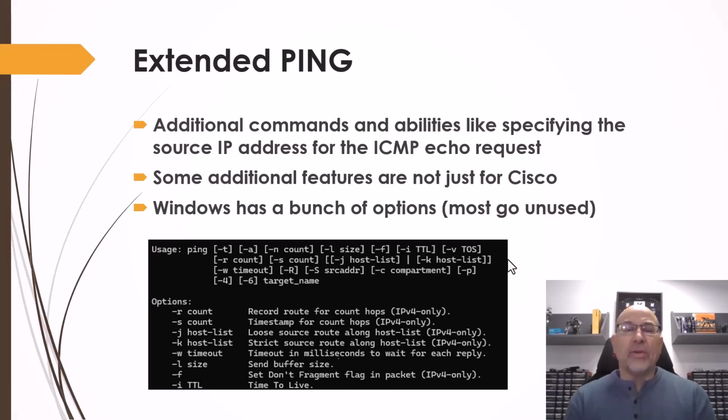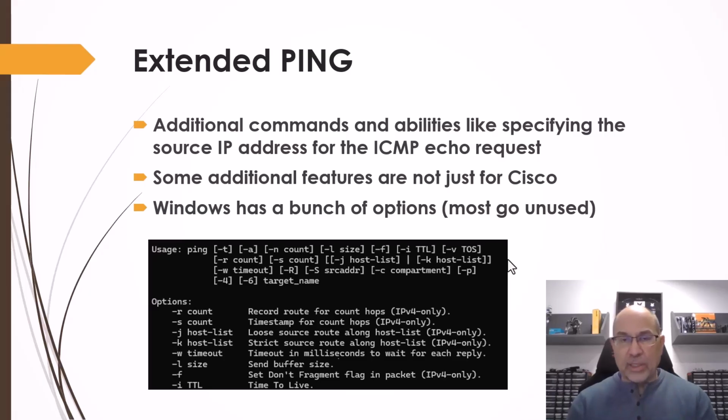I added here that there are additional features that are not just for Cisco, and the screenshot on the side of me here shows all of the possible options that you have from a Windows host or from a Linux host or a Mac host. There are piles and piles of options, but people don't use them. So for example, you can specify that you want to record the route. You can specify the hosts over which you want this traffic to travel. And so the IP header can actually expand to include a whole bunch of IP addresses that you want to use on the way out. And so it's sometimes fun just to experiment with the tools that you have.